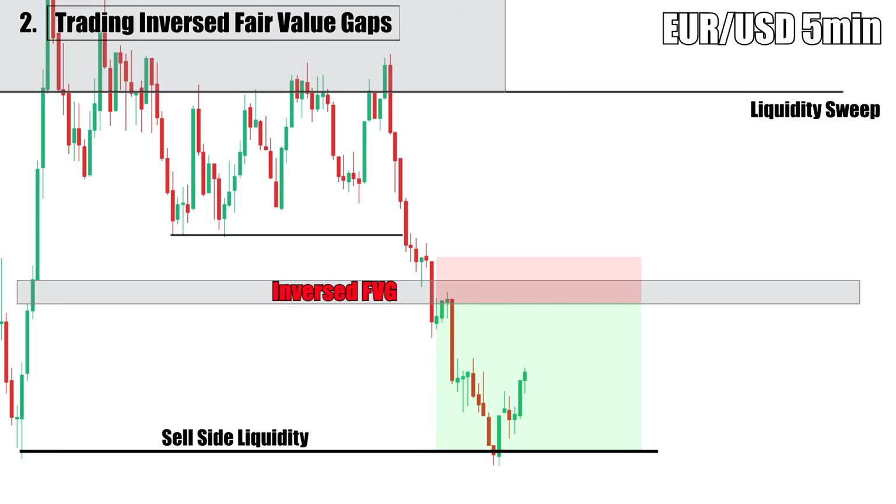This strategy shows the true power of inversed fair value gaps, especially when paired with liquidity sweeps and market structure shifts. It gives you a structured, rules-based entry model that aligns with how institutions actually deliver price.